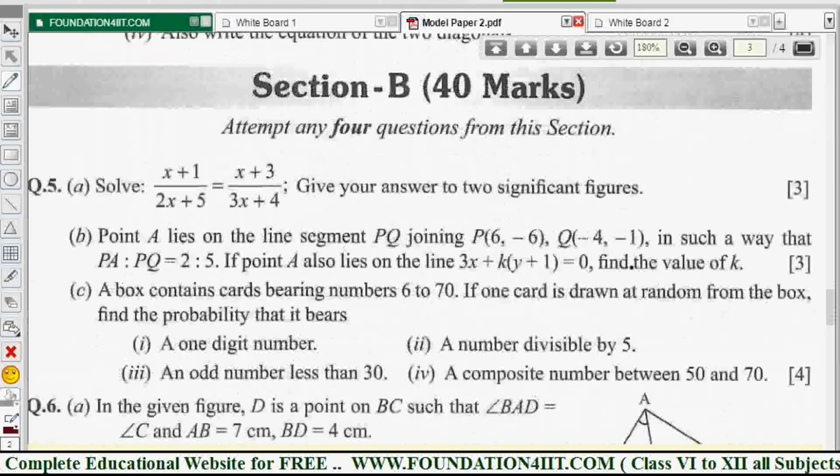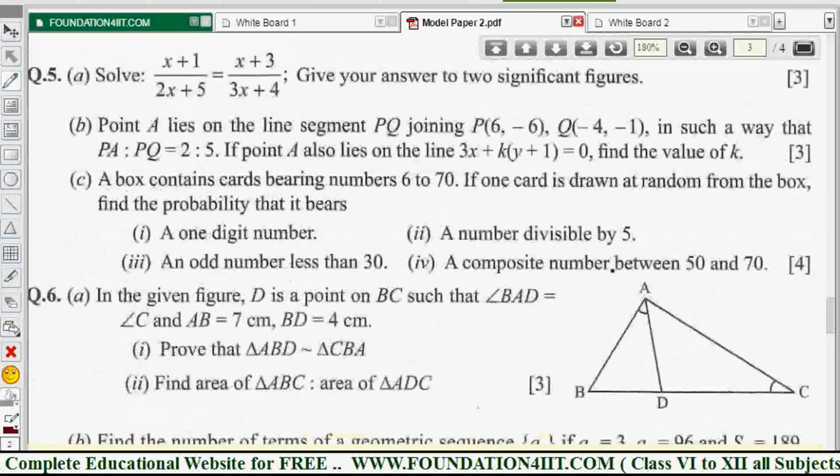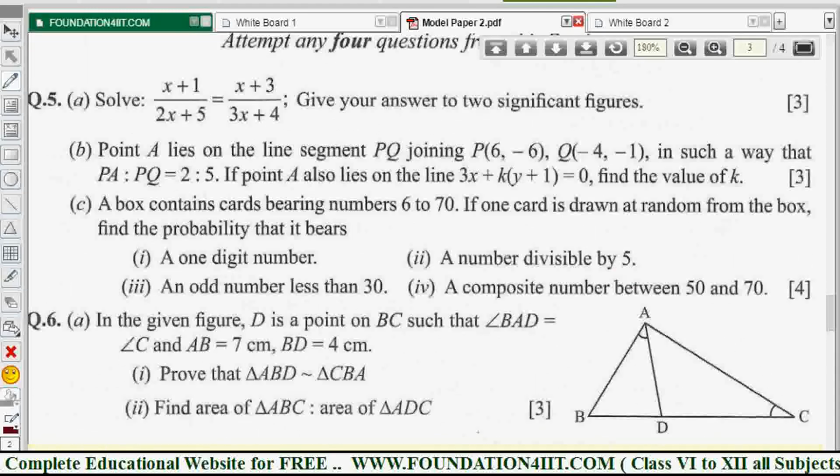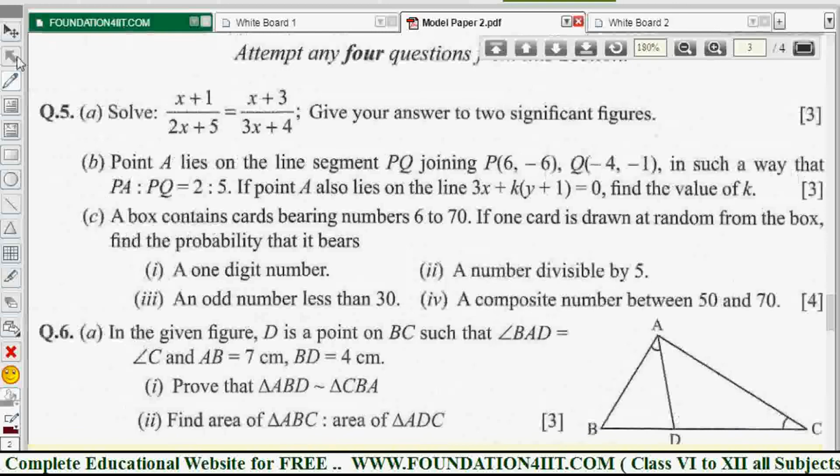And now let us see question number 5 in section B. Let's start question number 5 and we'll see these problems. The first one is this equation we need to solve. Once it is reduced to a quadratic equation, then by using the quadratic formula we can solve it: (x + 1)/(2x + 5) = (x + 3)/(3x + 4). So let us take this given equation and solve it into a quadratic equation first.